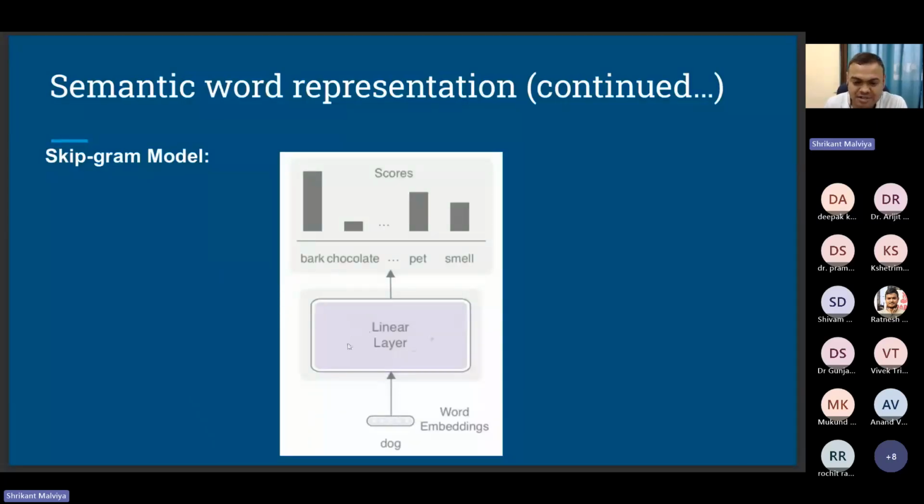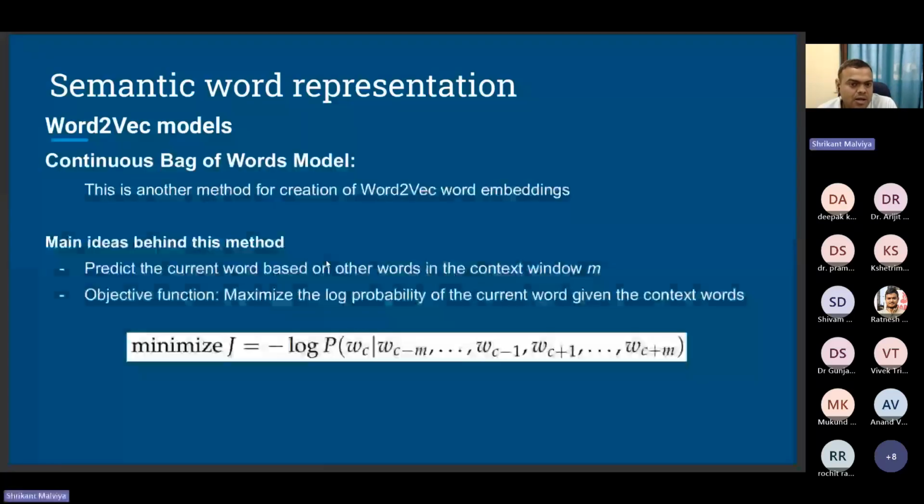The linear layer will take this word embedding and try to predict the next word. You will observe that bark will have the highest probability. So it means that after dog, this word should come in the sequence. Okay.